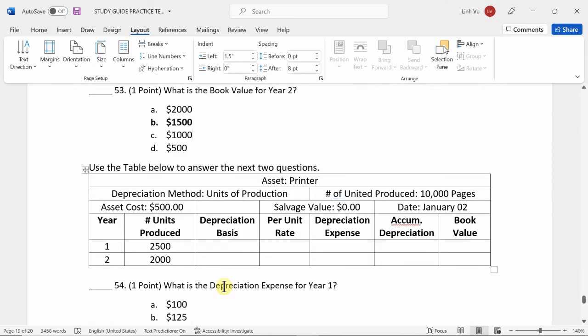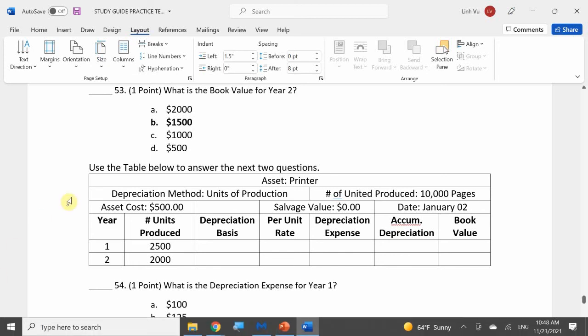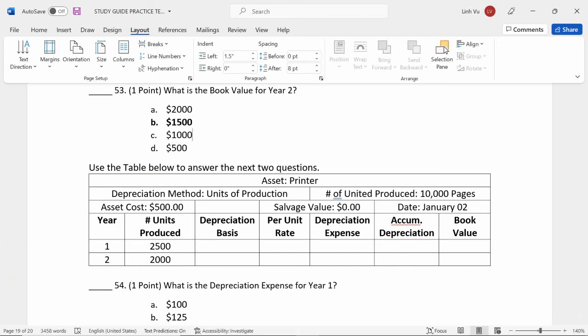Okay. All right. Use the table down below to answer the next two questions. This time we have a printer, and we're going to be using units of production. It has an asset cost of $500. The number of units that it can produce is 10,000 pages and no salvage value. The date you place it into service is January 2nd. So in this case, what's my depreciation basis going to be for units of production?